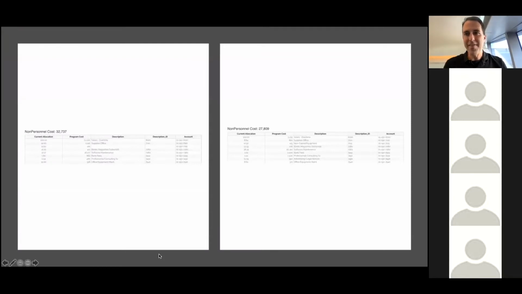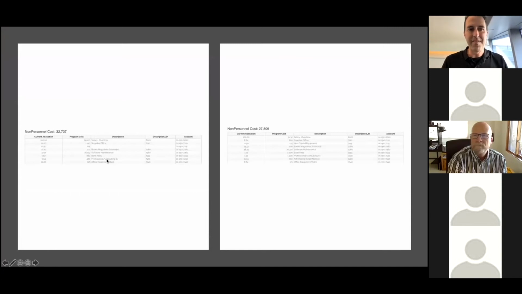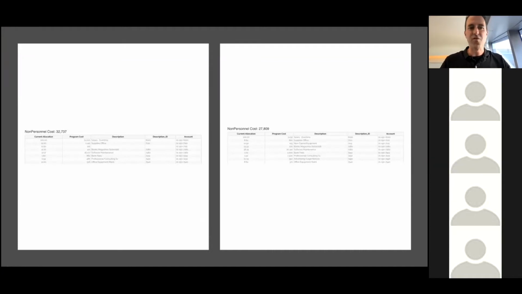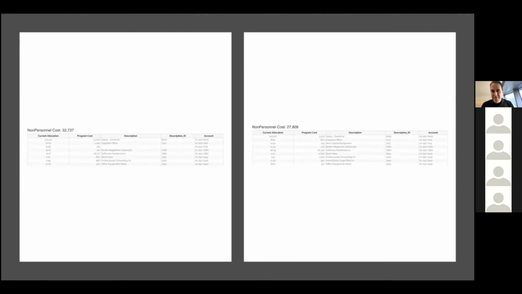What you're looking at on the screen, hopefully, are two years of non-personnel data. Over on the left-hand side, you see that they total $32,000, and we're looking at a host of non-personnel line items, from office supplies to books and magazines, professional services, and so on. The next year, the total cost for the non-personnel line items is $27,809. If you really scrutinize to look for the delta, you could find that office supplies went down, software maintenance has gone up, and professional and consulting services has changed as well. It has gone up considerably.